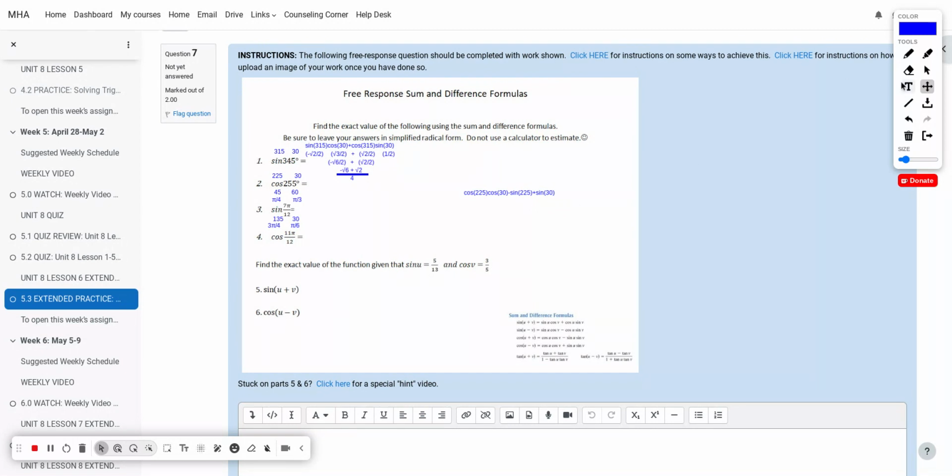So again, I'm going to find what all the stuff is. So cosine of 225, cosine being x, is going to be negative square root of 2 over 2. Cosine of 30, we already did that one. That is square root of 3 over 2.